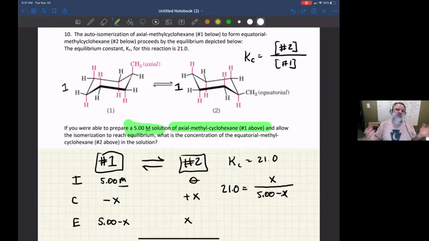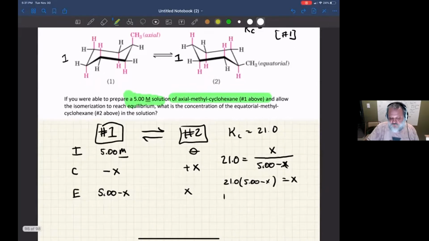And so at this point, it's just algebra, and you have to dust off your algebra skills. Let's work through it. Let's multiply both sides by 5 minus x. So I get 21 times the quantity 5 minus x equals x. Now we're going to have to run that 21 through. So I get 105 minus 21x equals x. So let's go ahead and add 21x to both sides, and I get 105 equals 22x.